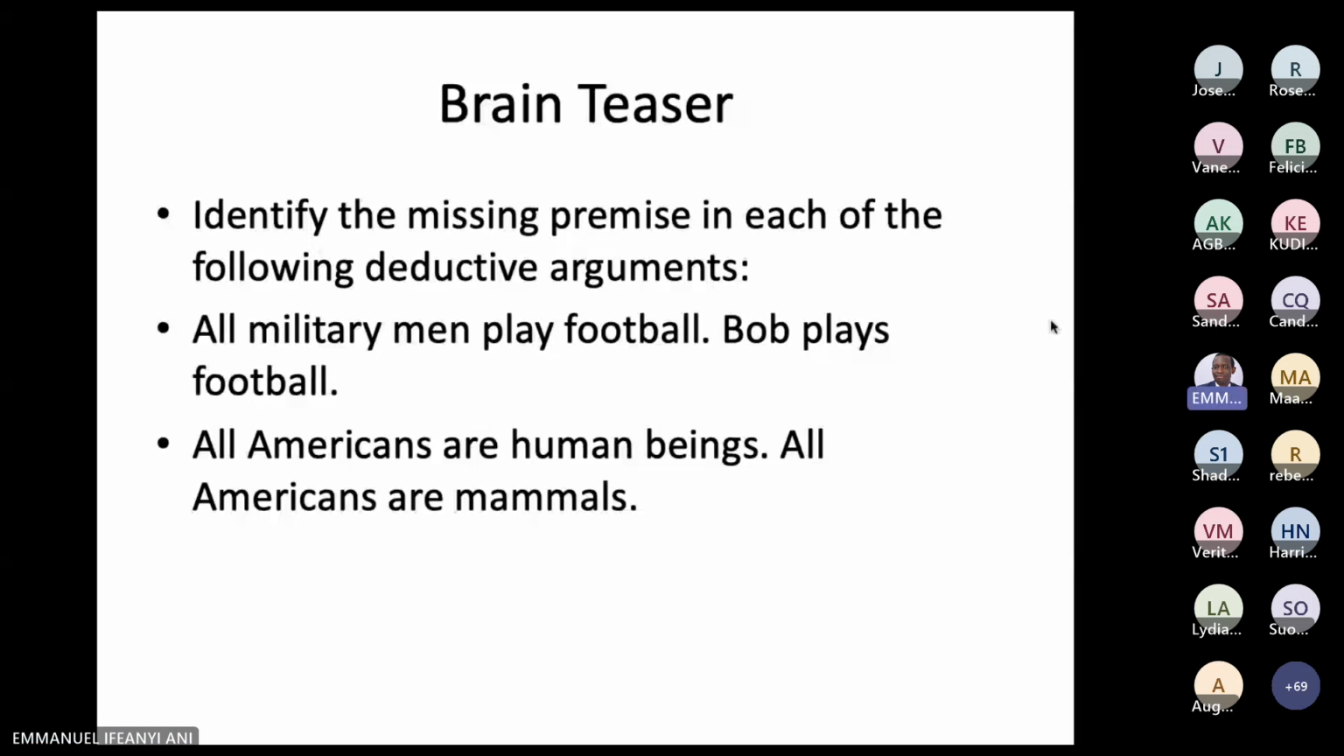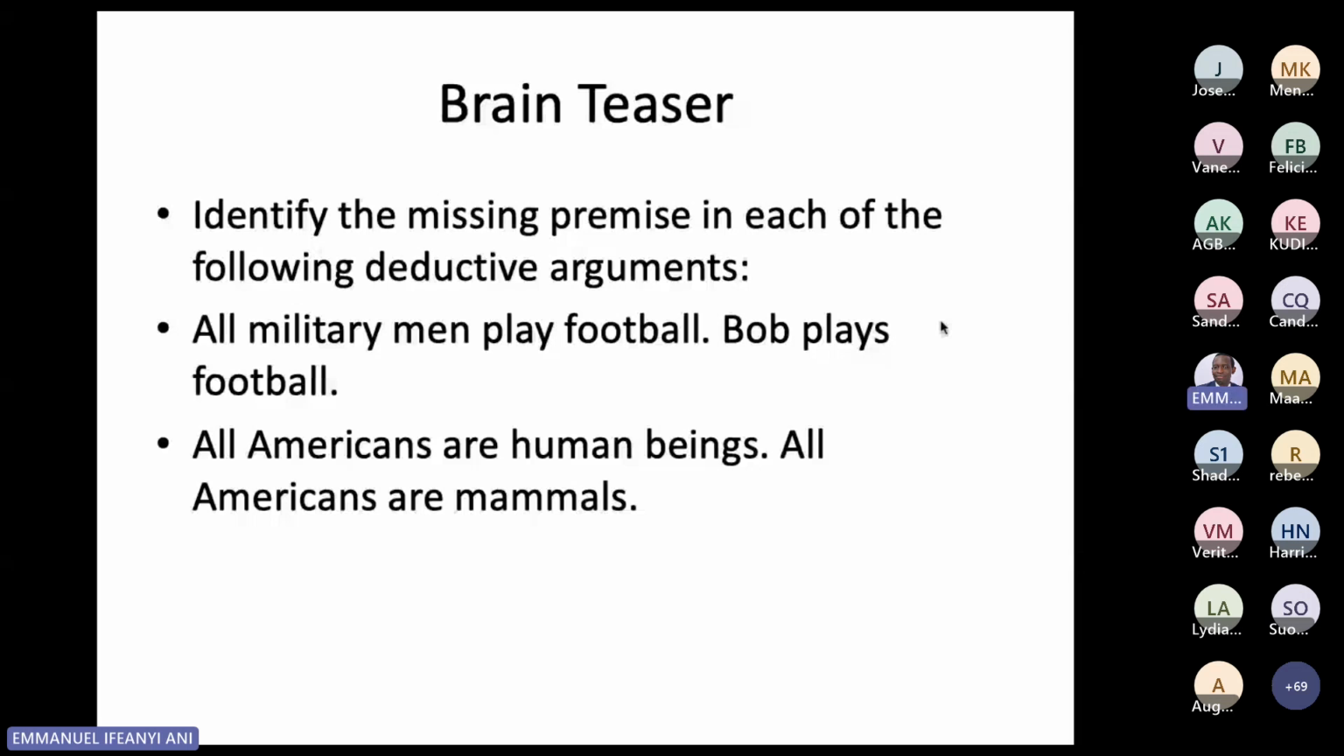All Americans are human beings. All Americans are mammals. What is the missing premise? Sir, all human beings are mammals. That's correct. So you just get those terms that have occurred only once, and that tells you the missing statement.